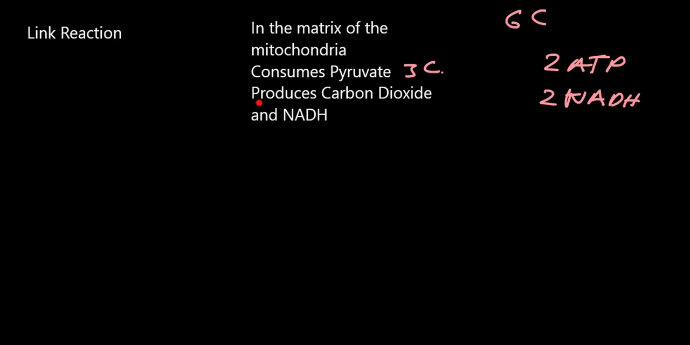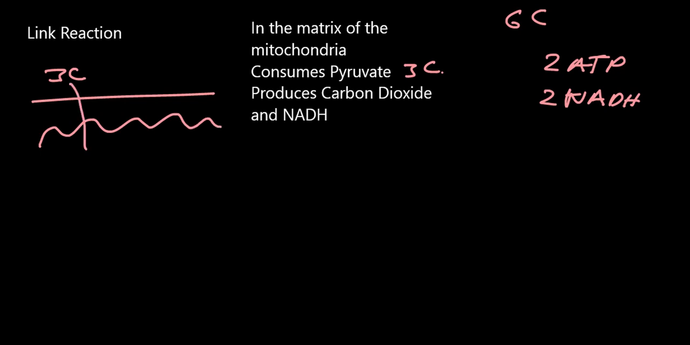The link reaction produces carbon dioxide and NADH. The link reaction occurs when the 3-carbon pyruvate goes through the outer membrane of the mitochondria through special transport proteins, and then goes through the inner membrane of the mitochondria and into the mitochondrial matrix. The mitochondrial matrix is just the cytoplasm of the mitochondria, because remember, the mitochondria was a free-living bacteria incorporated into a larger cell in the endosymbiont theory of organelle formation.